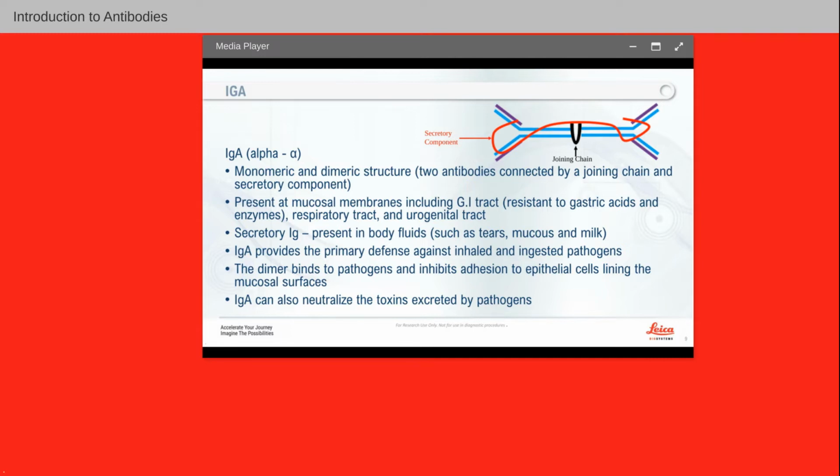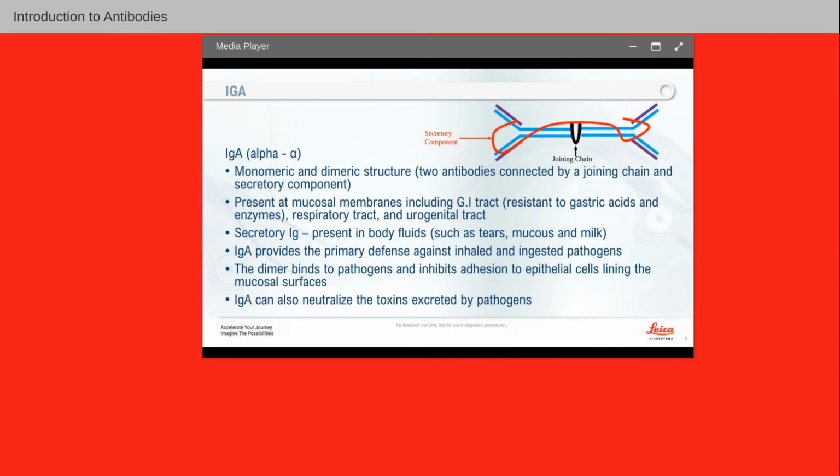The secretory component also allows the dimer format to be secreted in mucus and body fluids, and it's found in high concentrations in human colostrum and breast milk, which goes towards conferring some degree of immunity to a breastfed newborn baby. The primary role of IgA is to protect the host from ingested or inhaled pathogens. So unlike IgM and IgG, it doesn't trigger the complement cascade in the blood.